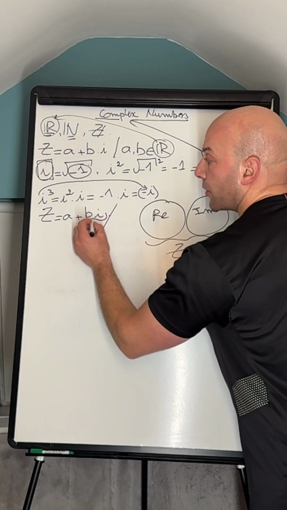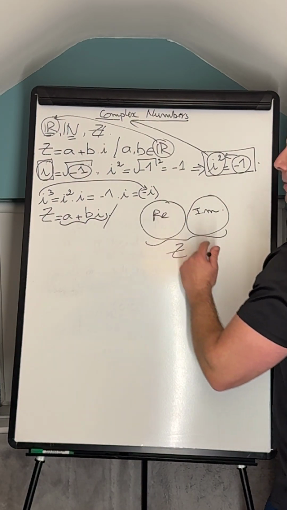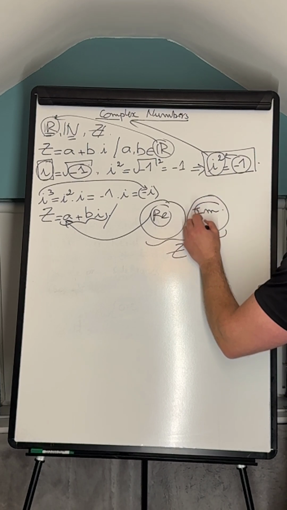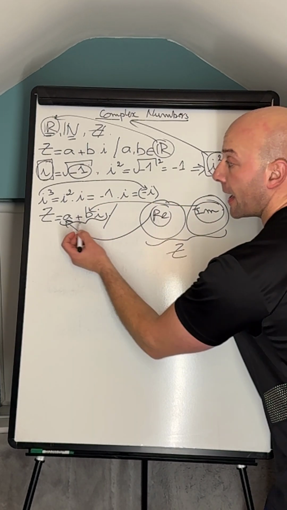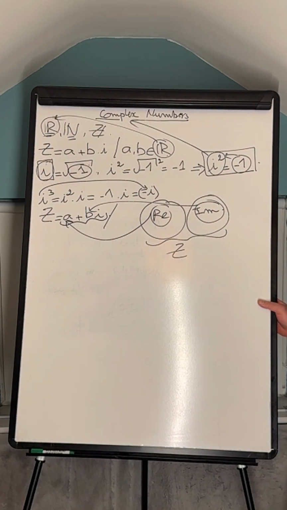Basically, what are the real and imaginary parts? This is the mathematical formula of a complex number. What is the real part? The real part is a, and the imaginary part is b. How can we write this? a and b belong to R. Yes, they are real numbers.